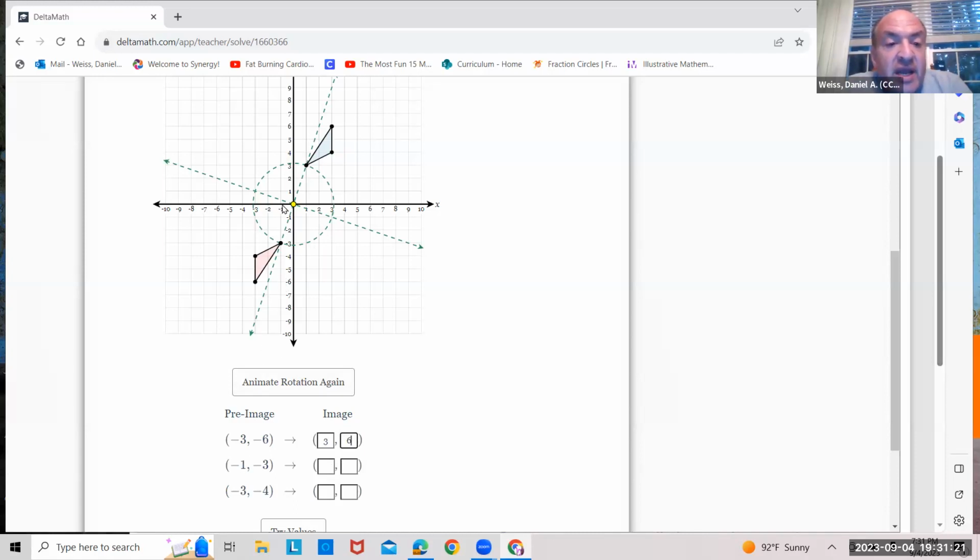-1, -3. -1, -3 is right here. Where did that one wind up? That one wound up here at the point 1, 3. Okay. -3, -4. -3, -4 is right there. Where did that wind up? That wound up here at the point 3, 4. So we're going to go 3 and 4.